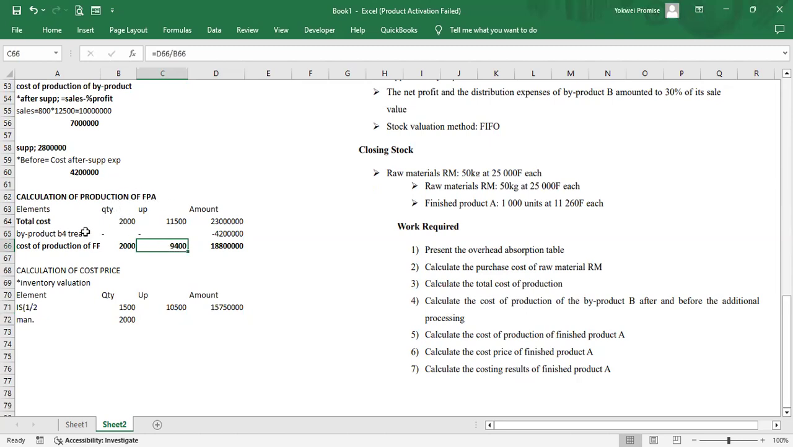Total cost of the finished product A, saying we are determining for the finished product A here. So it should be 2,000 units we are manufacturing. It's just this figure that we are going to copy and place down here, 9,400. So I will send this down here, equal to this.